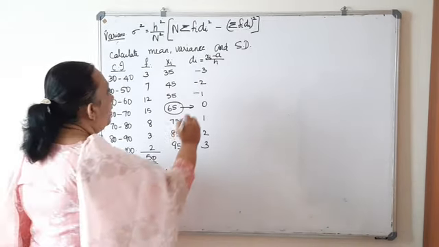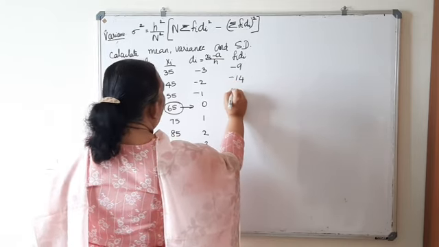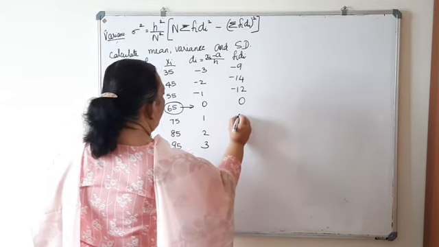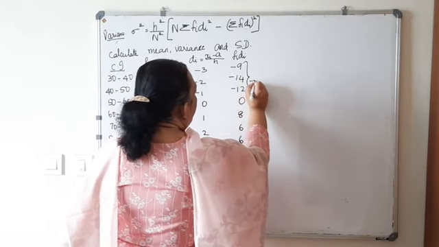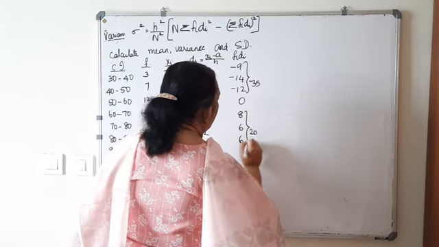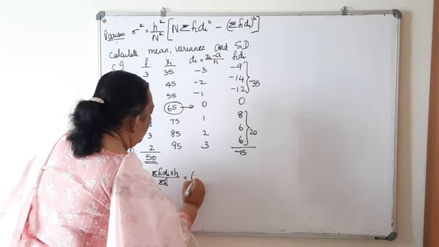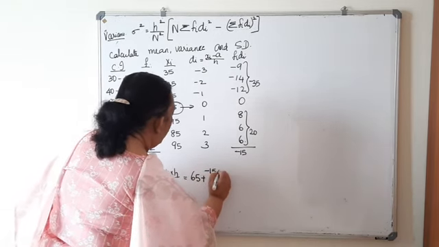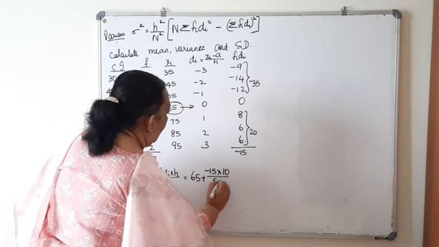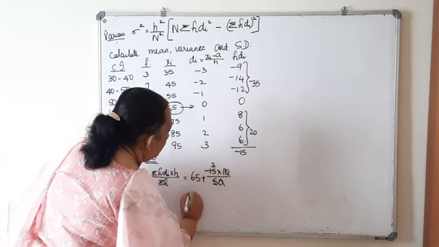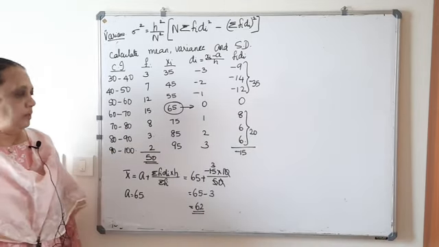Next column will be fi into di. 3 into minus 3, minus 9, minus 14, minus 12, 0. 8 into 1, 8. 3 into 2, 6. 2 into 3, 6. So this will be equal to minus 35 and this will be equal to 20. So the sum is equal to minus 15. So x bar is equal to 65 plus minus 15 into class width h equal to 10, divided by sum of the frequencies 50. It is equal to 65 minus 3, which is equal to 62. So arithmetic mean is equal to 62.